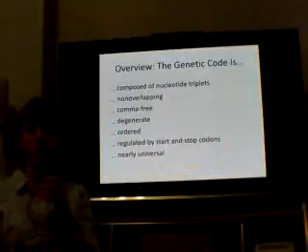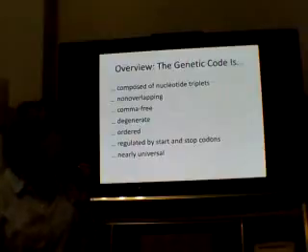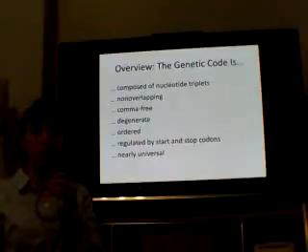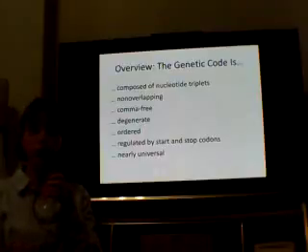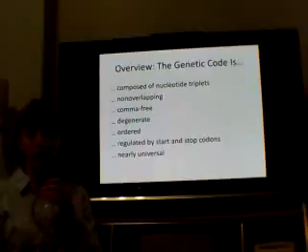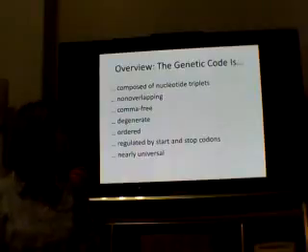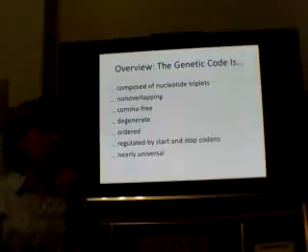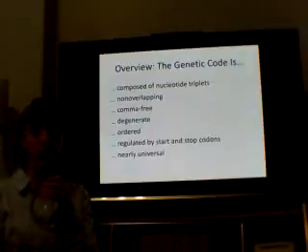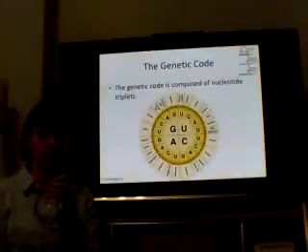So first I'm just going to give an overview of what we'll be talking about today. We're going to learn about the genetic code, and we'll learn that the genetic code is composed of nucleotide triplets, or codons. It's non-overlapping, it's comma-free, it's degenerate, ordered, regulated by start and stop codons, and it is universal, or nearly universal, genetic code. So let's talk about these nucleotide triplets.